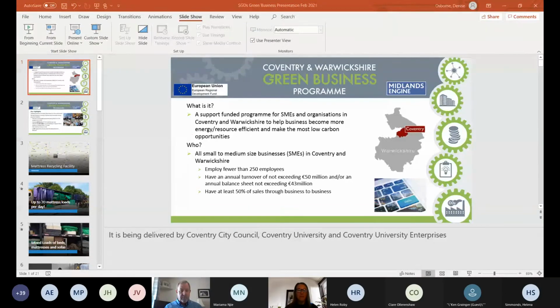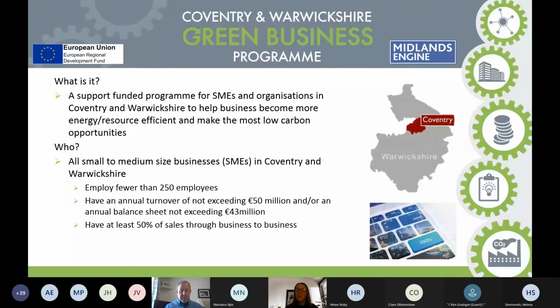Okay, so the Coventry and Warwickshire Green Business Programme is an ERDF supported programme for SMEs and organisations in Coventry and Warwickshire, and we're trying to help businesses become more energy and resource efficient and make the most of the low carbon opportunities within their work premises. So it's aimed at SMEs. To qualify as an SME, you have to employ fewer than 250 employees, have an annual turnover not exceeding 50 million euros, and also have at least 50% of sales through business to business.